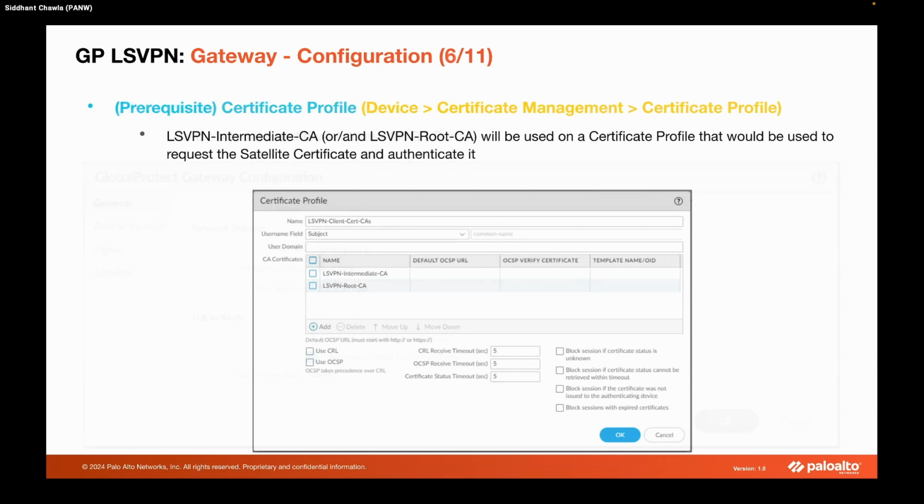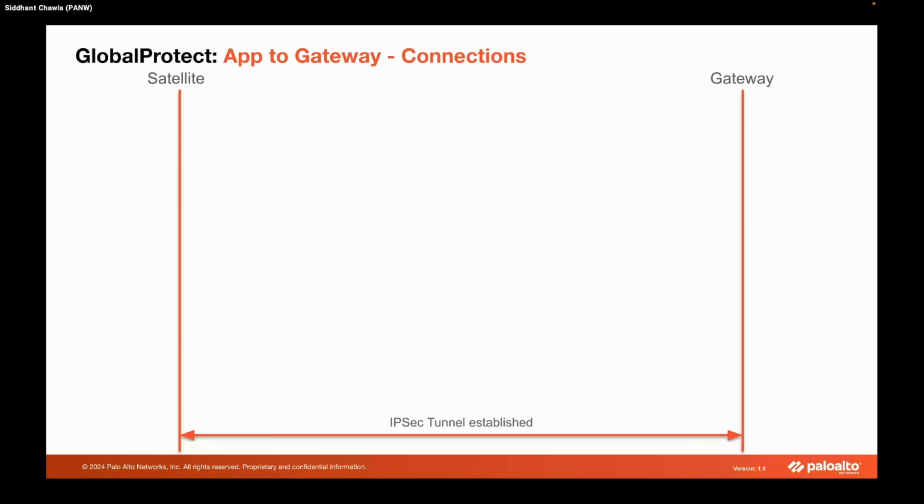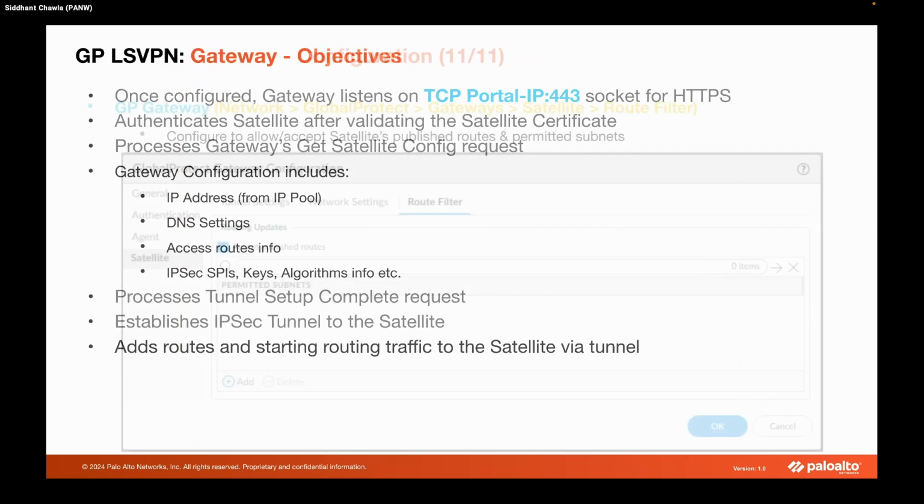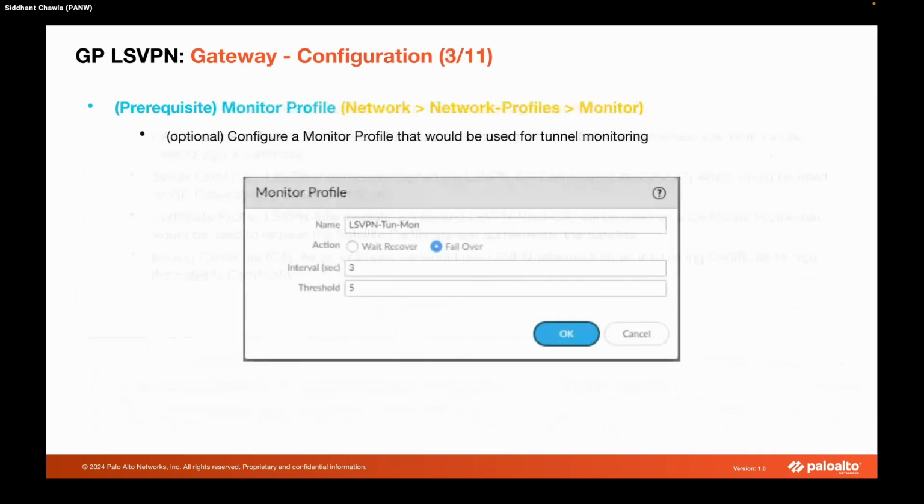Gateway configuration includes the IP address from the pool, DNS setting information, access route information, IPsec SPIs, keys, algorithm information, etc. It processes the tunnel setup to complete the request, establishes the IPsec tunnel to the satellite, and adds routes and routes traffic to the satellite via the tunnel. So this is actually the communication between satellite and gateway. Before going there, let's review our configuration in our lab.